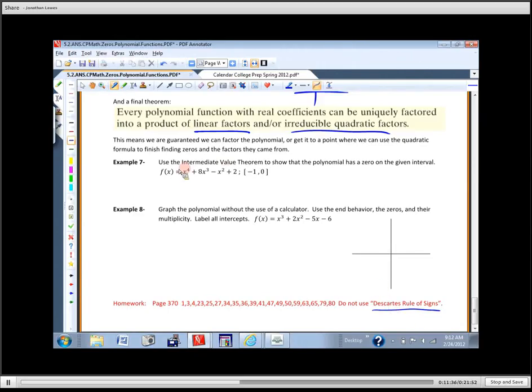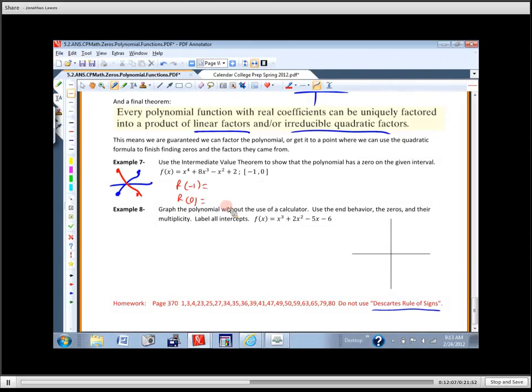Okay, so it says use the intermediate value theorem to show that the polynomial has a 0 on the given interval. So here's all we have to do. All we have to do is prove that it either starts below the x-axis and finishes above, so it would have to cross at least once, or show that it starts above and ends below. Okay, either way, it's got to cross through the x-axis, going from one point to the other. So we're going to figure out what is f of -1 and what is f of 0.